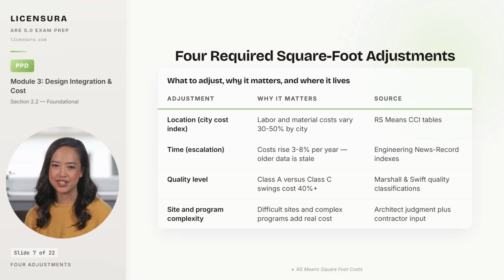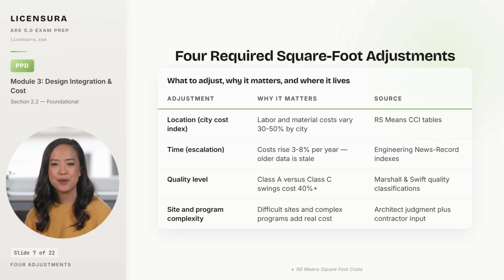Time adjustment uses Engineering News-Record indexes, or RS Means escalation factors, because costs rise 3 to 8% per year, and data more than 12 months old needs explicit forward projection or backward adjustment depending on when the project is bidding. Quality level adjustment uses the Marshall and Swift classification system because a Class A office building costs 40% more than a Class C building of the same size, and that is real money.